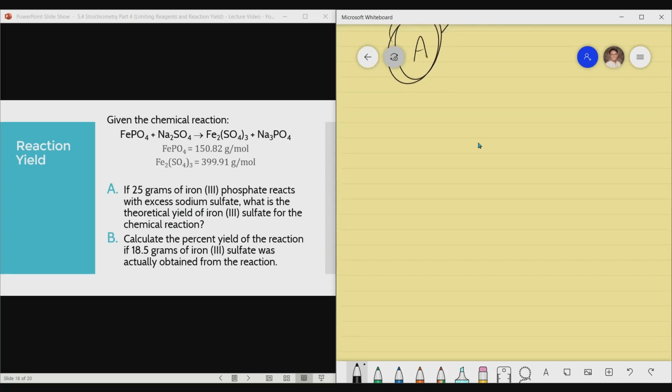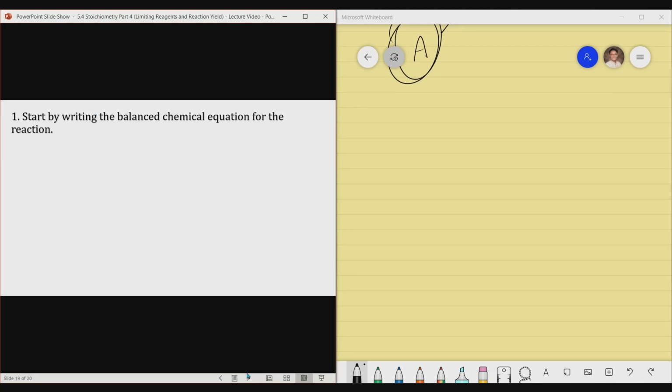Okay, so let's start. The first thing that we need to do is always write the balanced chemical equation. So the balanced chemical equation is this one.